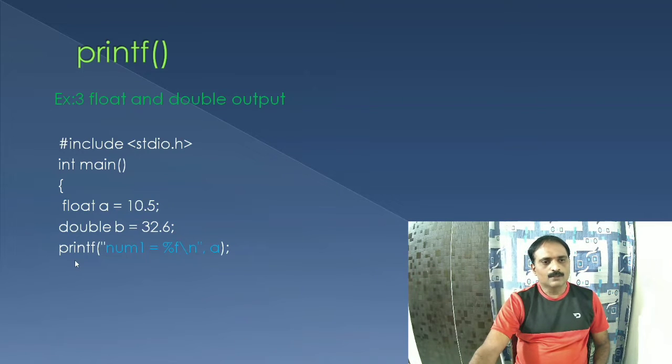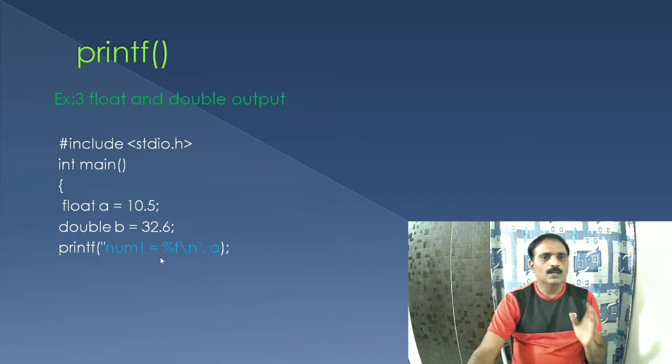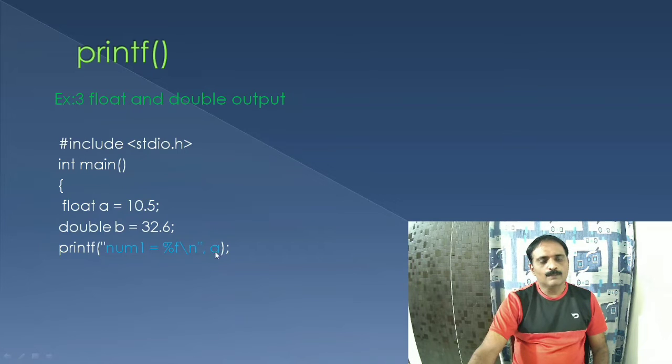And here printf number 1 is equal to %f. So here %f is the format specifier in order to display the value of a real number. As we have declared a as a real, in order to take this value of a, we have to use %f as the format specifier and \n, so that it will move to the next line.